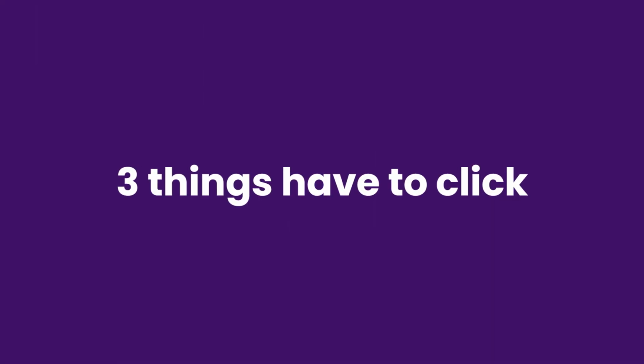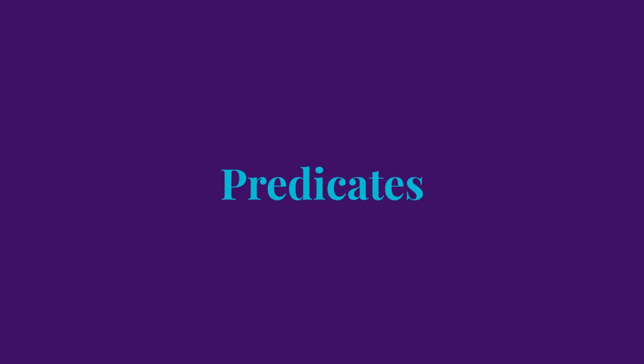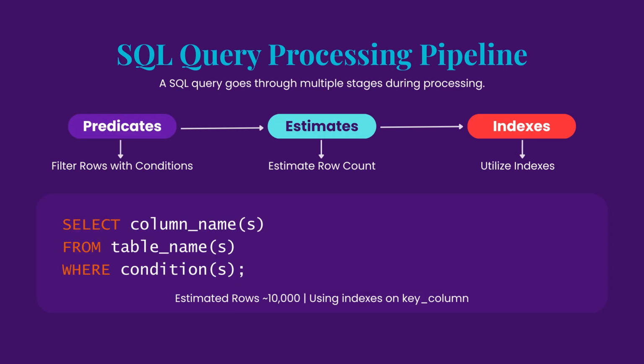Fast queries aren't luck. They're alignment. Three things have to click: predicates, row estimates, and indexes. Most people treat these like separate tuning tricks. That's the trap. They're not separate, they're a pipeline. And once you see that pipeline in motion, you stop guessing and you start predicting performance before you ever hit execute.